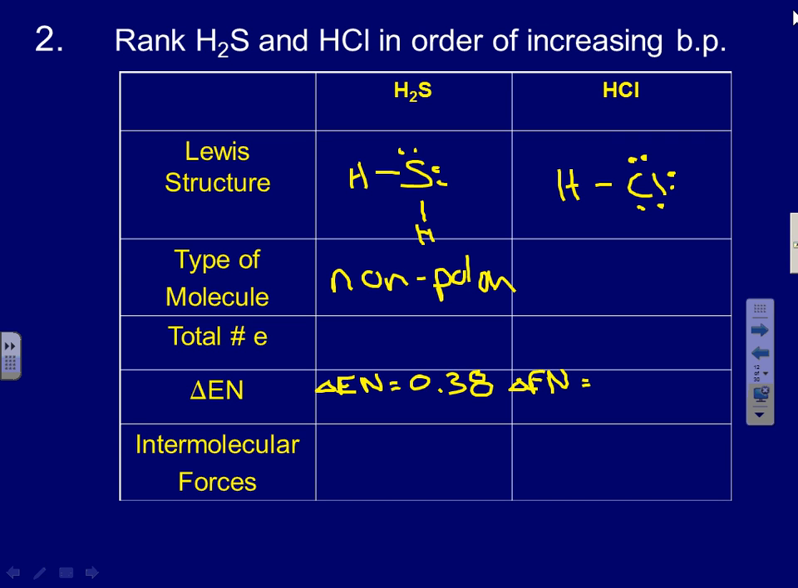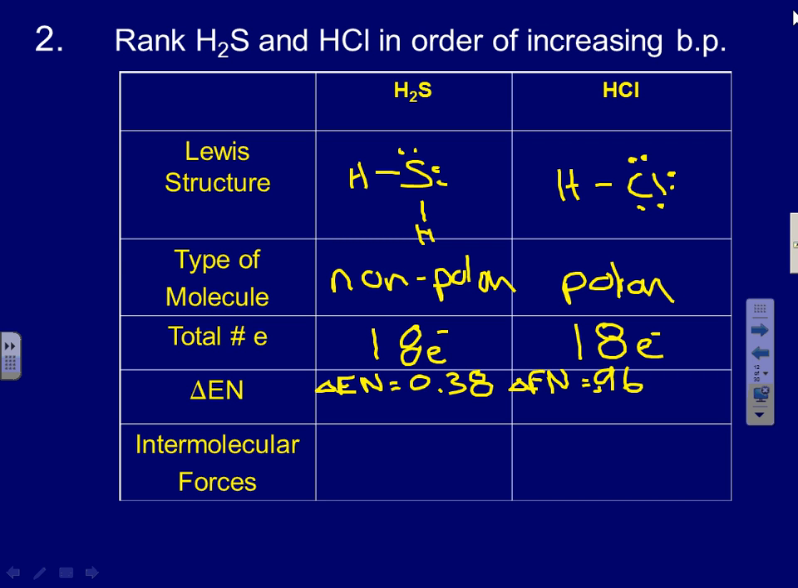Let's keep going. What do we have for this one here? Do we got a number for that one? 0.96, and therefore polar. And total number of electrons. All right, let's total it up. Sulfur is 16, 17, 18. 18 electrons, and chlorine is 17 plus 1 is 18. 18 electrons, so that's isoelectronic. That's good.